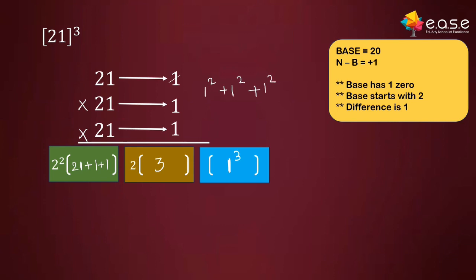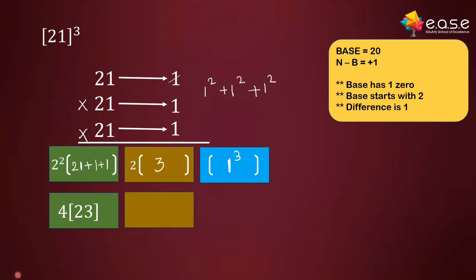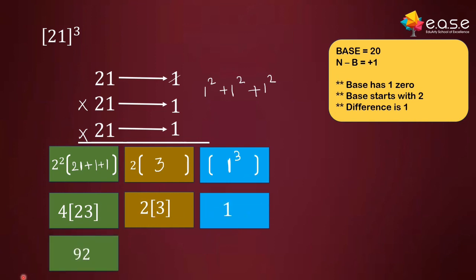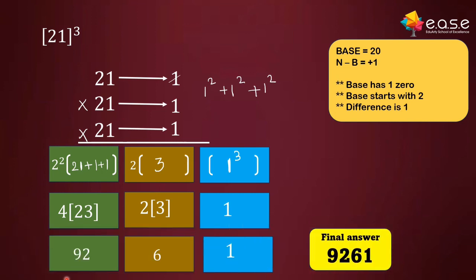Now what is next? In this box we will get 4 into 23, because it is 21 plus 21 plus 21 plus 2, that is 23. The 4 comes from 2 square. In the next box we will have 2 into 3, and the last 1 cube will give you 1 itself. Now continue: 4 into 23 is 92, 2 into 3 is 6, and 1 cube is 1. Finally you get your answer, which is 9261. 92, 6 and 1, just as it is you write the number, and that's your answer.